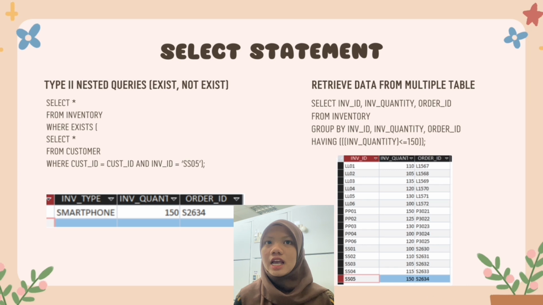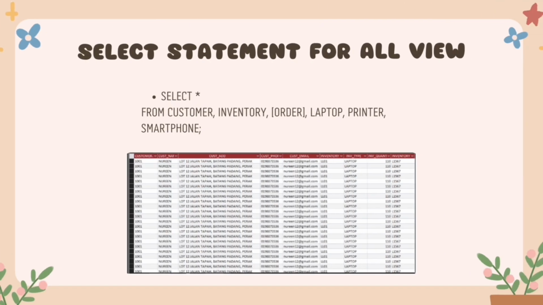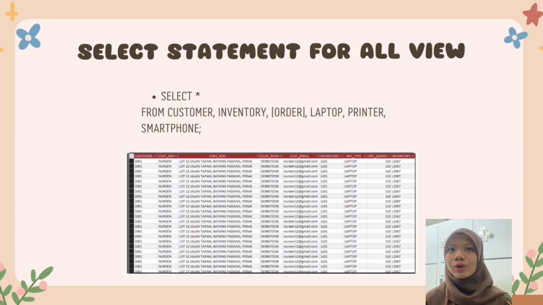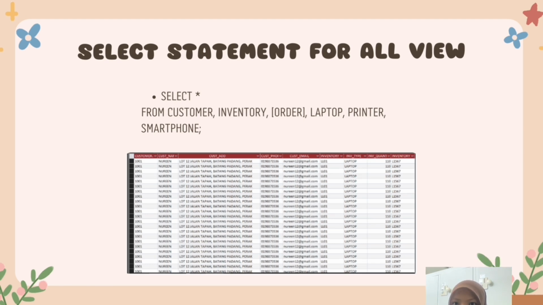If we insert the SQL instruction, we have the table of customers that ordered the inventory with inventory ID SS05. For retrieving data from multiple tables, we want to know the inventory quantity that is less than or equal to 150. If we run the SQL instruction, it will show the table that we want, which is the inventory quantity that is less than or equal to 150. Last but not least is the select statement for all views. If we run the SQL instruction, it will show all the information that we have.